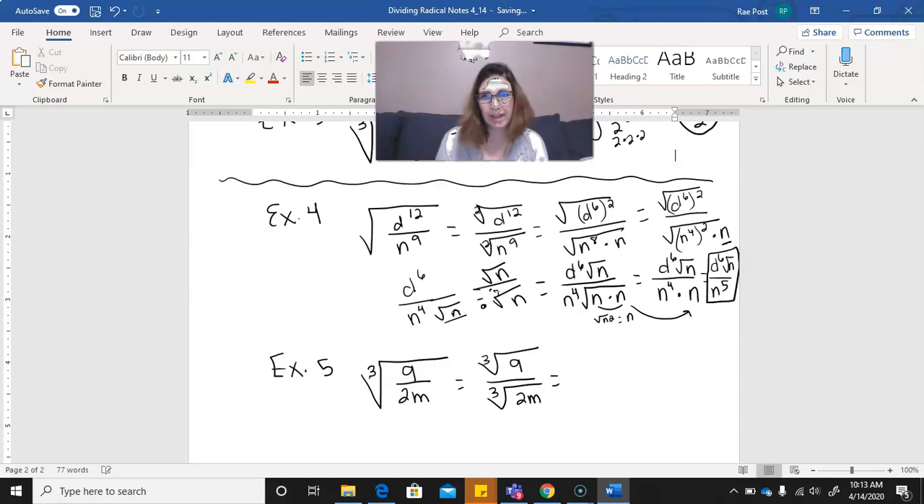So we can't simplify anything because factors of 9 are just 3 times 3. There's not a set of 3. And 2m is just 2m. I don't have 3 numbers or 3 variables that I can reduce to get rid of the radical. So we're kind of stuck the way we are. So what do we do when that happens? We get rid of the bottom. We get rid of the radical on the bottom.